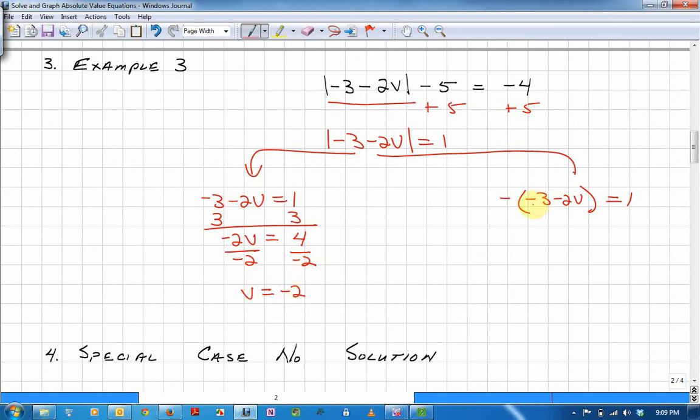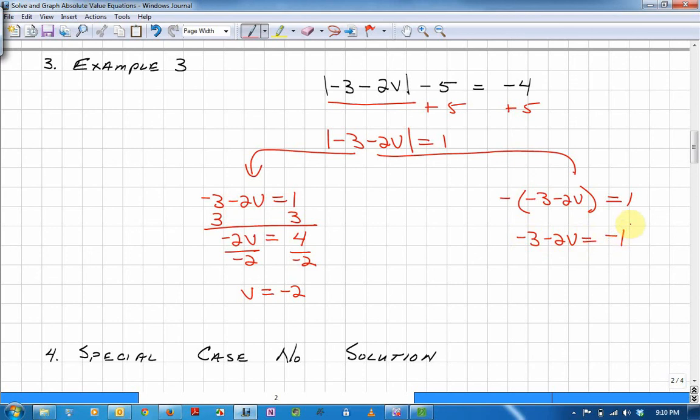For the other piece, I'm going to get the negative to the other side, and maybe you can see that's the first step we're always going to do on the side where we set what's in the absolute value equal to a negative value. Basically, we're just going to move the negative to the other side. So that would give us negative 3 minus 2v is equal to negative 1.